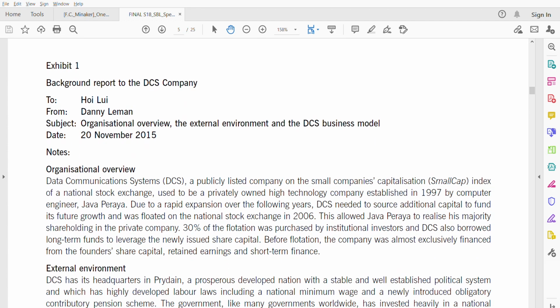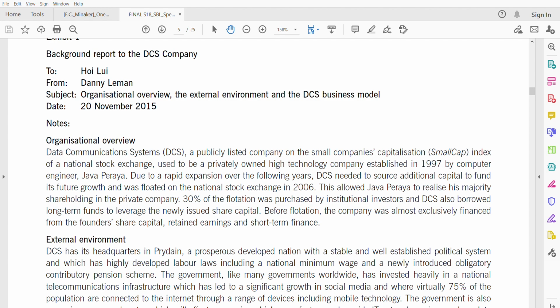All right, so now let's start. Exhibit 1, background report to the DCS companies. You will always be given this kind of report, right? At least one report you'll be given about the background of the company. So the subject is the organizational overview, the external environment, DCS business model. Very important that you read what is the subject of the report, because based on the subject you will know what is there further in that report.